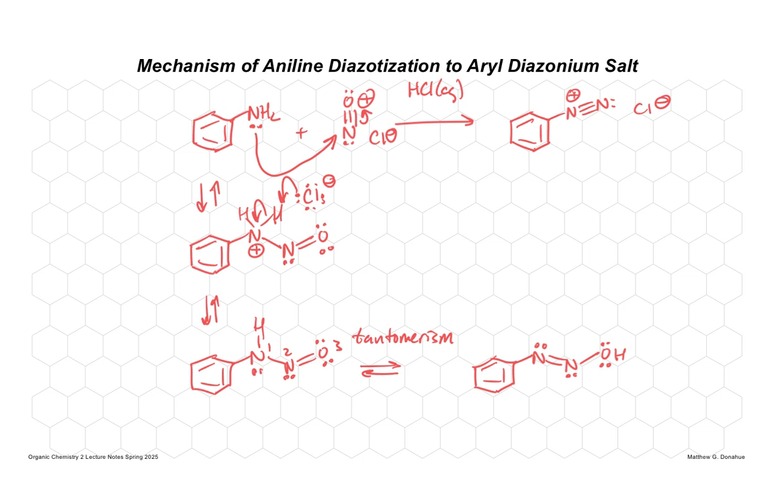Again, alternatively, we could show it as just a series of proton transfers where the oxygen gets protonated by HCl, and then we have that resultant Cl minus just abstract the proton from nitrogen. But this is ultimately what would result from that as well. So tautomerism is not resonance because the proton's moving.